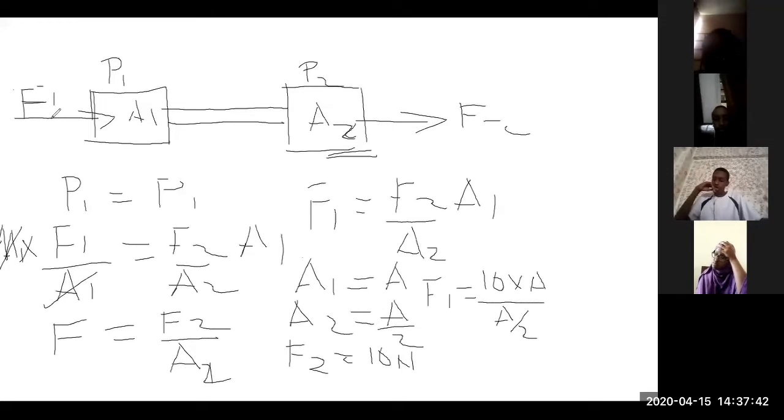Now from there, that becomes 10 times A times 2 over A. The A cancels, and you get force 1 to be 20 newtons. Remember, always in physics, you have to indicate the units. So up to there, you are supposed to get 20 newtons.